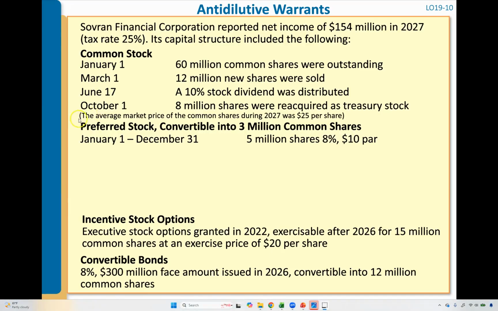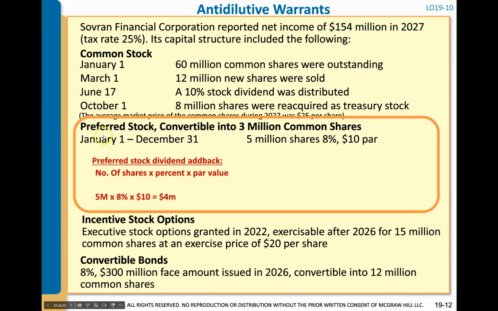Now let's look at the preferred stock. We have preferred stock that's convertible into 3 million common shares. But we have 5 million shares of preferred stock at 8% times $10. Recall that the numerator for your earnings per share is your net income minus your preferred dividend. So if we convert this preferred stock into common stock, we no longer have a preferred dividend that we have to reduce our net income by. So we have to add it back.